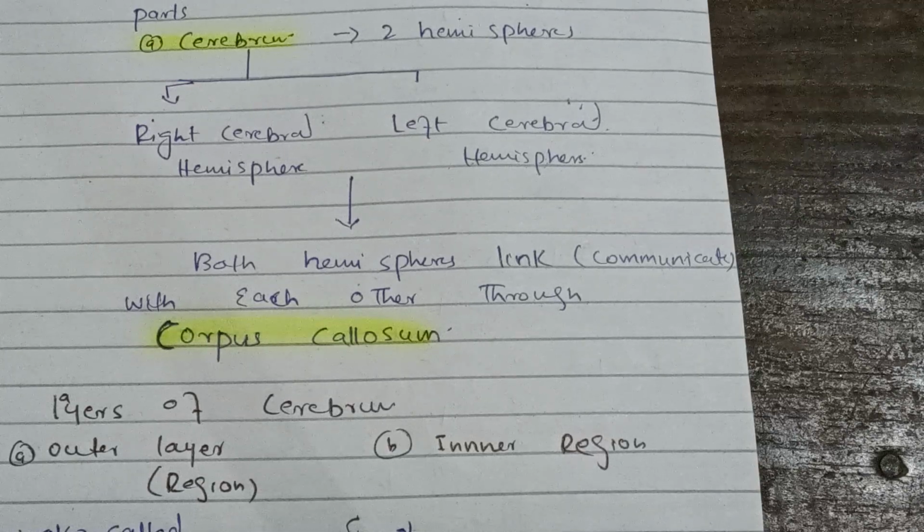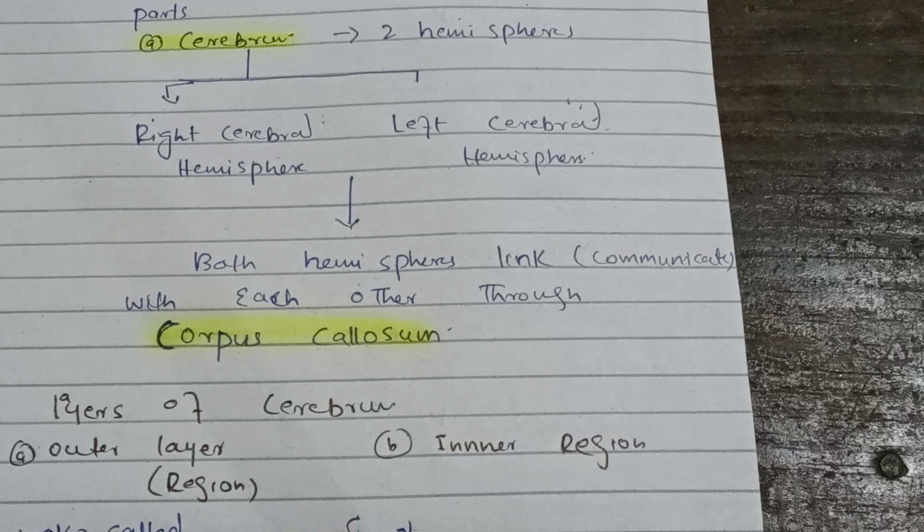The right cerebral hemisphere will control the left side of the body. The left cerebral hemisphere will control the right side of the body. If someone is right-handed, his or her left cerebral hemisphere controls the right side of the body. If someone is playing cricket and is a right arm bowler, the right arm will be controlled by the left cerebral hemisphere. And if someone is a left arm bowler, the left arm will be controlled by the right cerebral hemisphere.